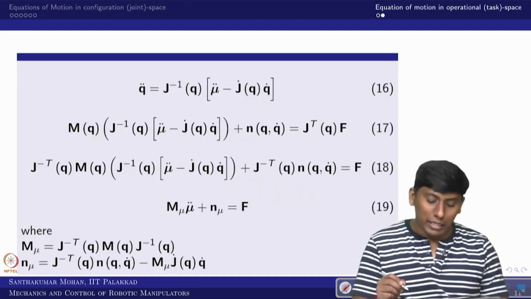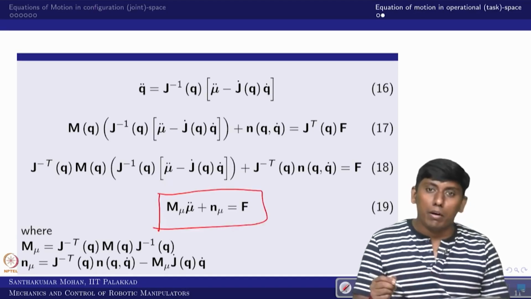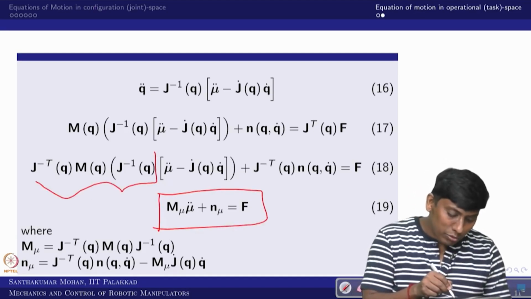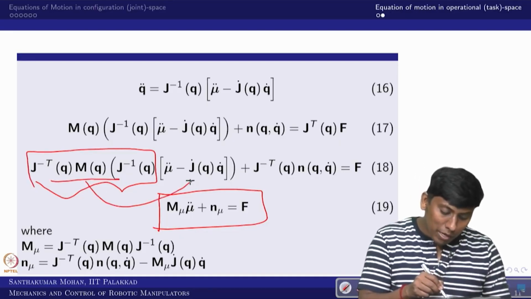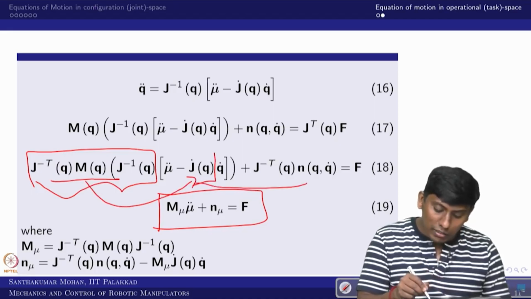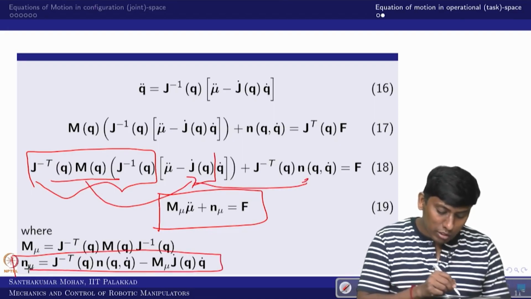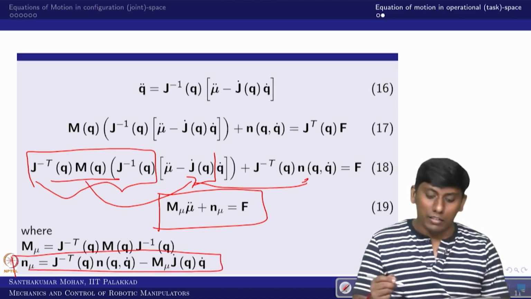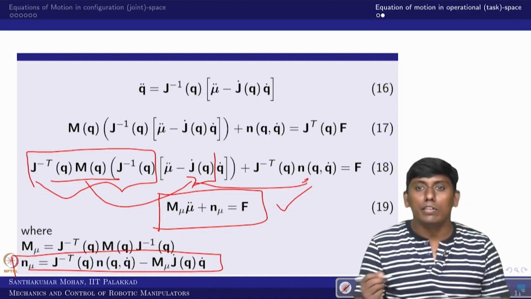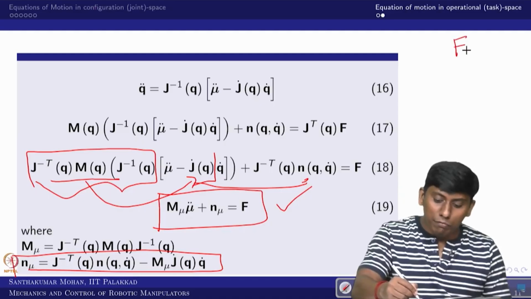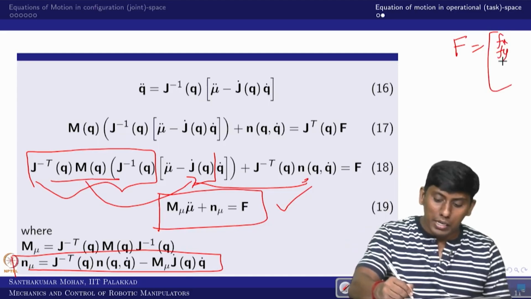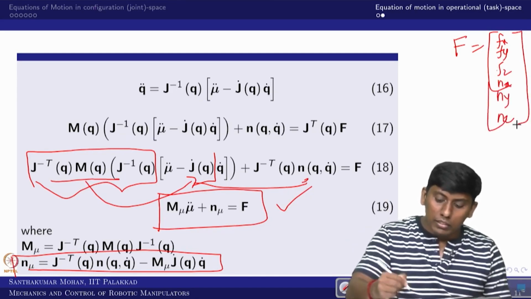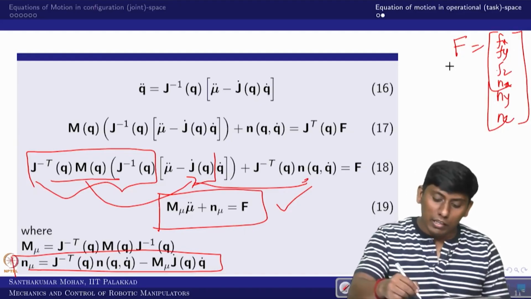Now I make a separation. My M of mu is these three terms together, and N of mu is this term multiplied with this term, and this term all together. You can see that is what we have derived. So now the equation of motion we can write even in the task space. Now this f would be the end effector forces and moments. So we call them fx, fy, fz and nx, ny and nz. This is what you call the f vector.